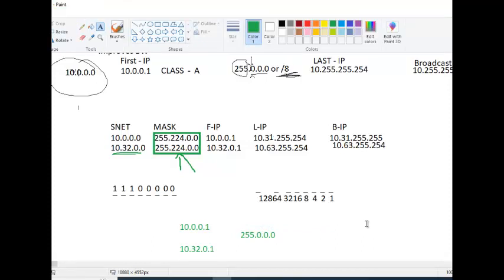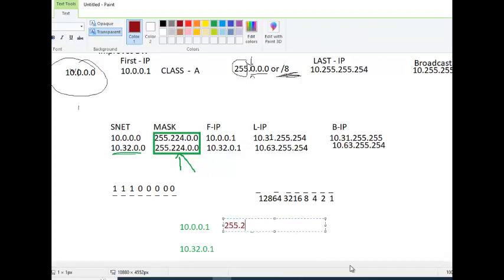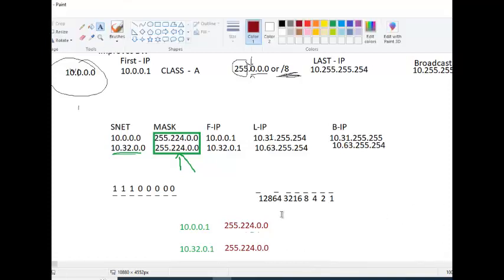And there is no need for a router between these two to communicate. But when I write the mask correctly, when I put the mask like 255.224.0.0, then these two computers will know that we are not in the same subnet. If we are not in the same subnet, what is needed, you know? We need a router to communicate. Without the help of a router, these two cannot communicate because these two are not in the same network.